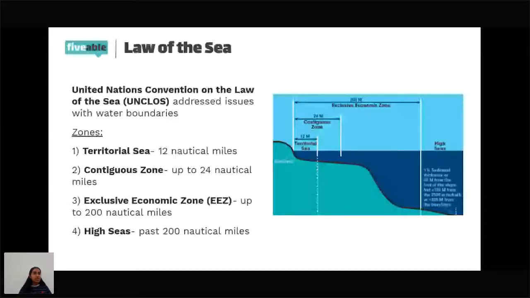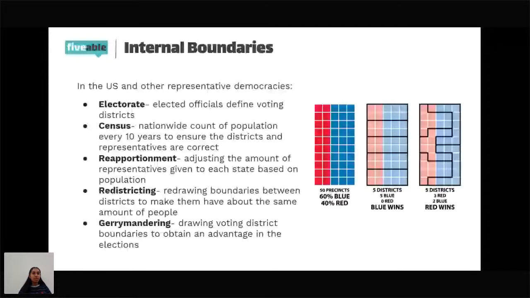For internal boundaries, on the AP exam, you're mostly only going to need to know internal boundaries relating to the US and other representative democracies. So an electorate is basically a group of elected officials which define voting districts. This would be your government representatives that control how voting district lines are drawn. Next, a census. This is a nationwide survey or count of the population every 10 years to ensure that the districts and representatives are correct. The census basically counts everyone and makes sure that all the districts are equal and fair.